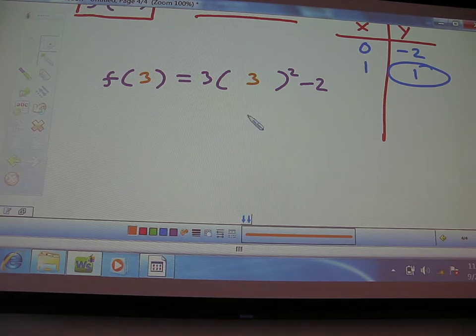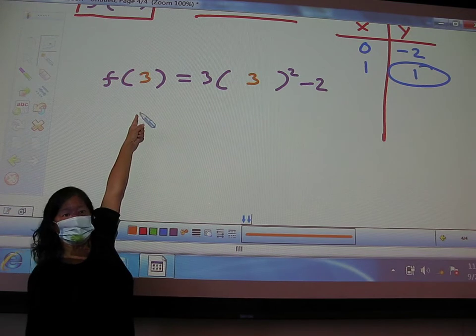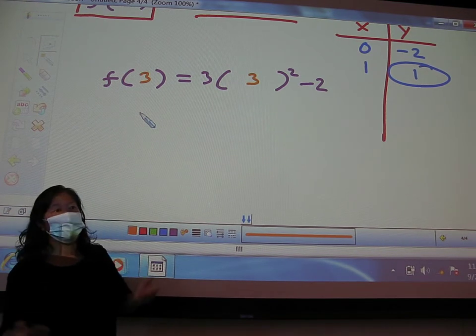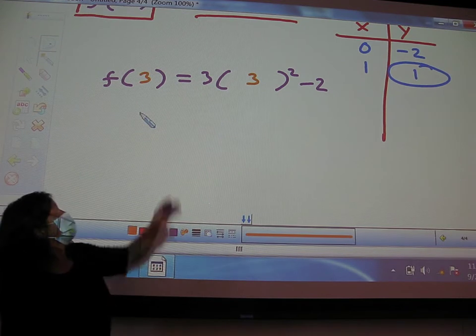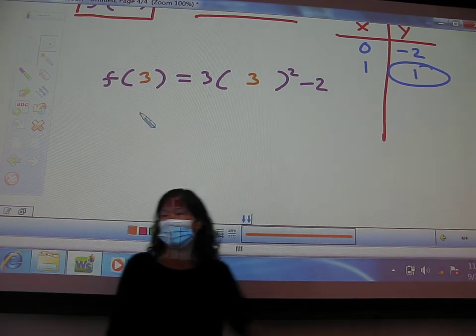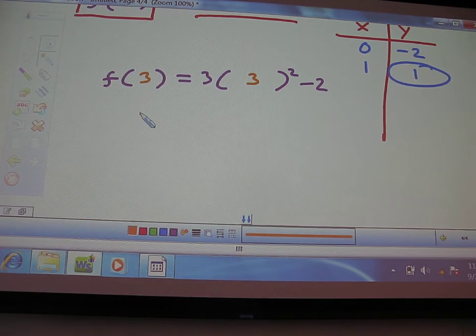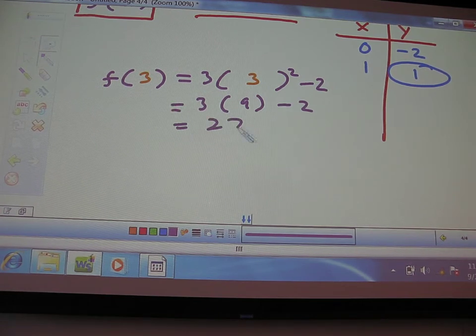Okay, so again, this is f of 3. So what's my x? X is 3. Whatever goes inside the parentheses is 3. My y is f of 3, it's this stuff over here. So 3 squared, I'll do that first. So this becomes 3 times 9, 27, minus 2, so it becomes 25. When x is 3. Everybody on board?